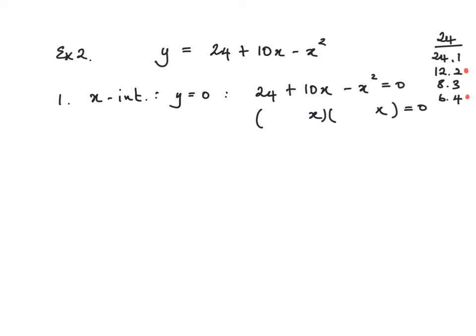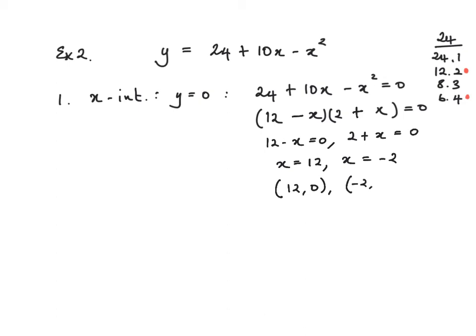Now we want a positive 10x. So the 12 is formed where these two multiply, 12x and 2x. So it's going to be plus 12x. We'll put the plus here. And then minus 2x. So the next thing is to set the factors equal to 0. That gives me x equals 12. And this one gives me x equals minus 2. So if we write them as coordinates, 12, 0 and minus 2, 0.